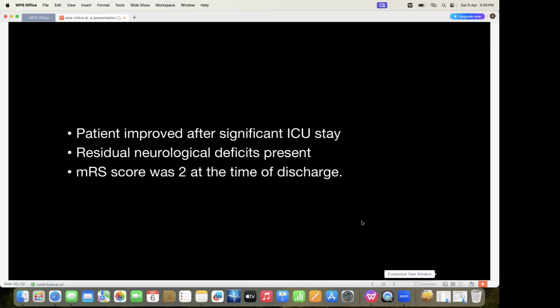Patient had quite a stormy ICU stay because posterior circulation stroke usually has a guarded prognosis and slightly worse prognosis when compared to anterior circulation stroke. However, patient was discharged after a significant ICU stay, and there was some residual neurological deficit at the time of discharge. And mRS score was 2 at the time of discharge, and after that I don't have a follow-up at present.